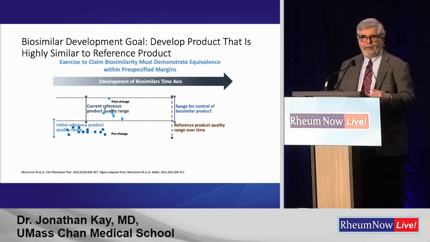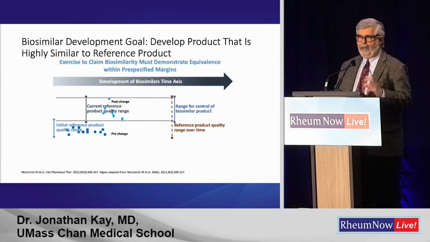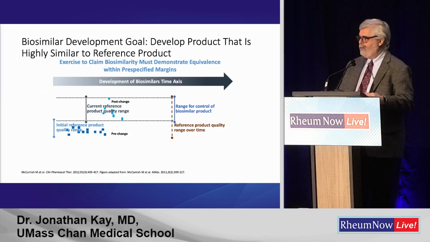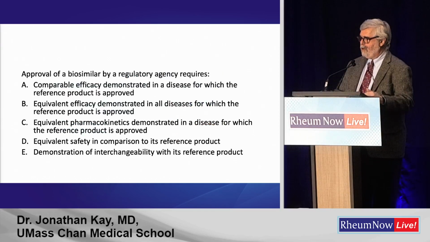So biosimilars are sort of like Hebrew National franks. They answer to a higher authority. They'll have a narrower proven acceptable range of variation if they're different from the reference product.